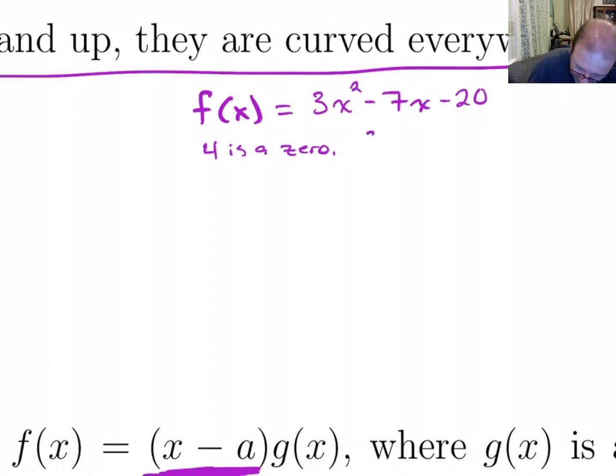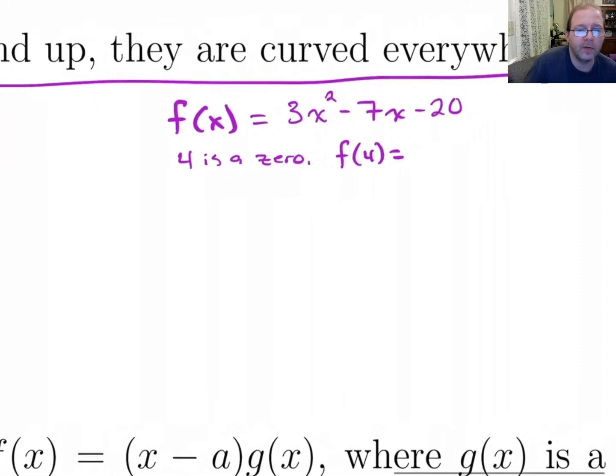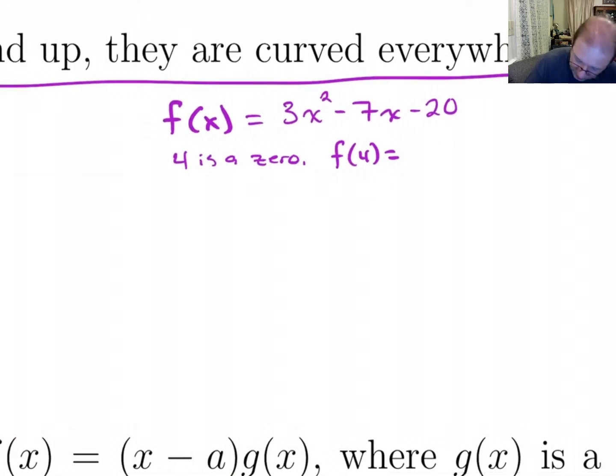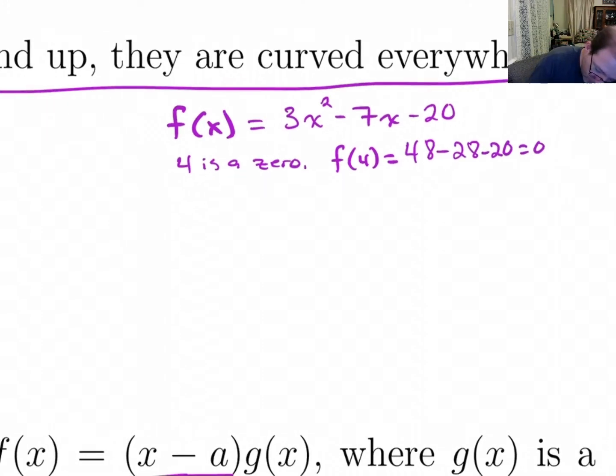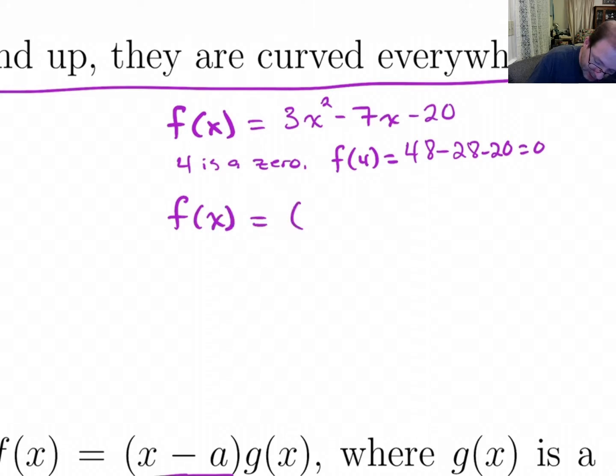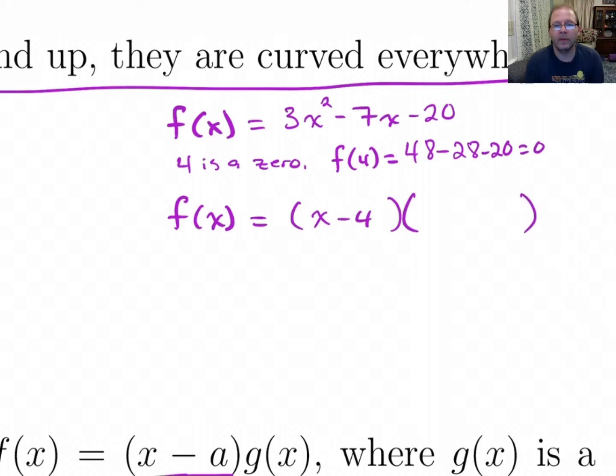We can verify it by doing f of 4. Well, let's see, if we do f of 4, 4 squared is 16 times 3 is 48. Minus 28 minus 20, sure enough, is 0. Now that tells us that we can factor x minus 4 out of this. So I could rewrite f of x as x minus 4 times something. And that's going to make factoring this thing really easy.